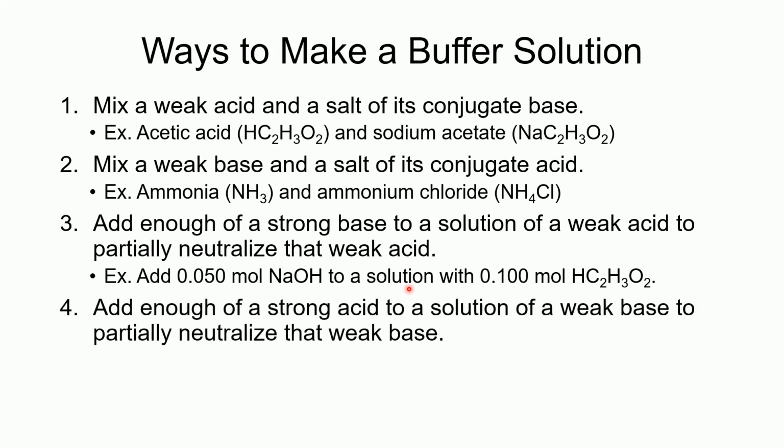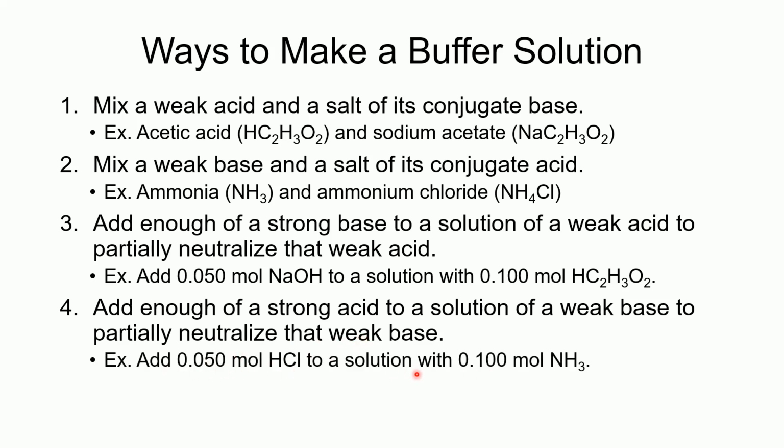And then finally, a fourth way to do it is to come at it from the other direction: add enough of a strong acid to a solution of a weak base to partially neutralize that weak base. And I'm using the same math here, but if we add 0.050 moles of HCl to a solution that has 0.100 moles of ammonia, that will also give us a buffer. So those are all ways to make a buffer.